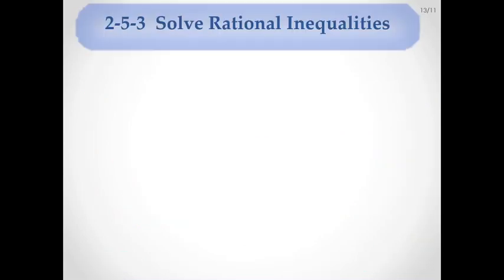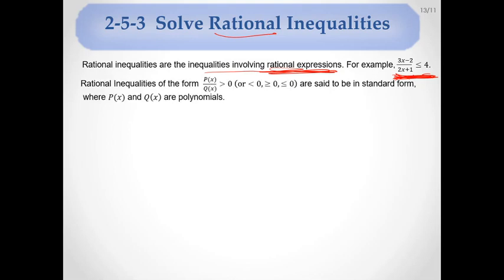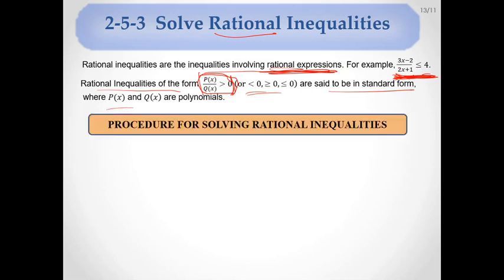Now, let's see how to solve rational inequalities. In rational inequalities, we are talking about inequalities involving fractions. So for example, you have a fraction, you have another number. We will learn how to solve such inequality. The main important thing is to put them in this form. We can call it standard form. Always we want to see 0 on the right side or on the left side.